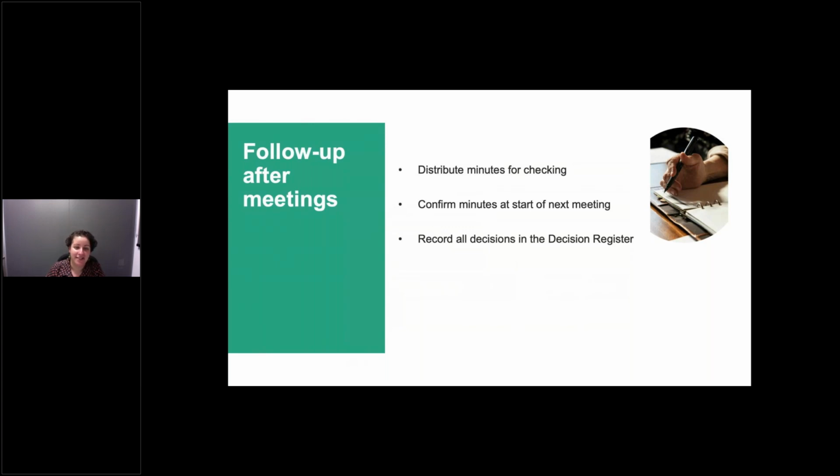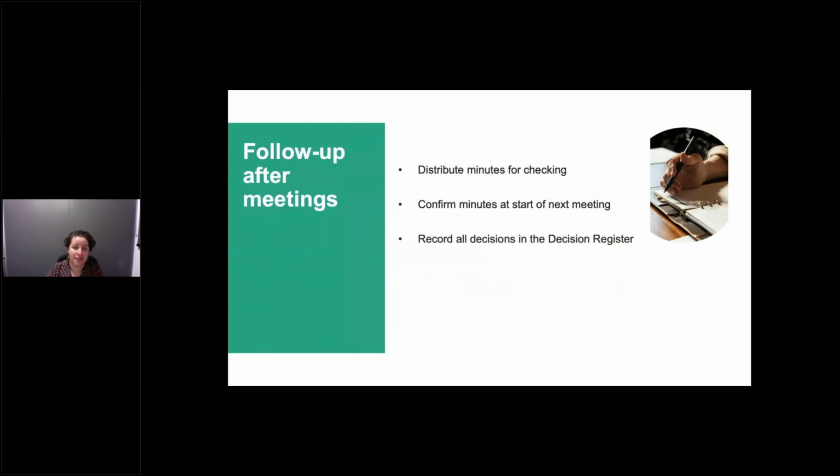So after the meetings, the secretary should be distributing a copy of the minutes in draft form to all committee members so that they can check that and ask for clarification. They can alert the secretary to any errors or incorrect dates or inaccuracies. It's really important that everybody reads the copy because that's their opportunity to make those corrections. And of course, at the next meeting, those minutes will then be confirmed as a true and accurate record of the previous meeting.